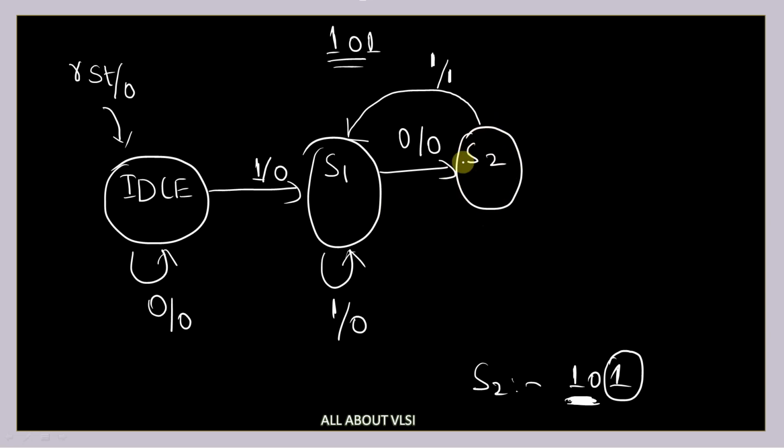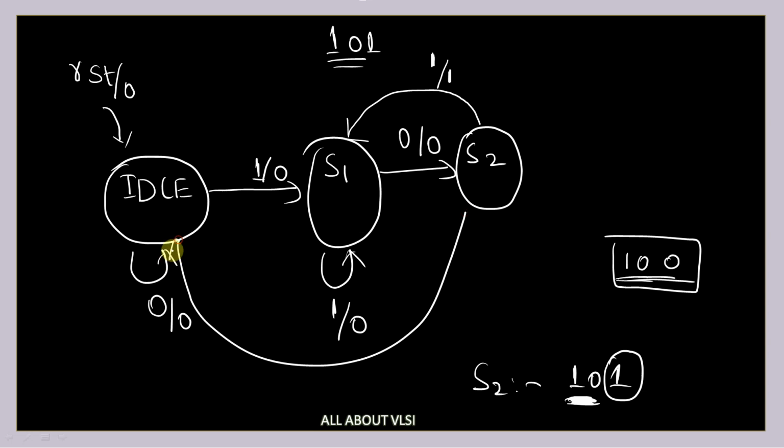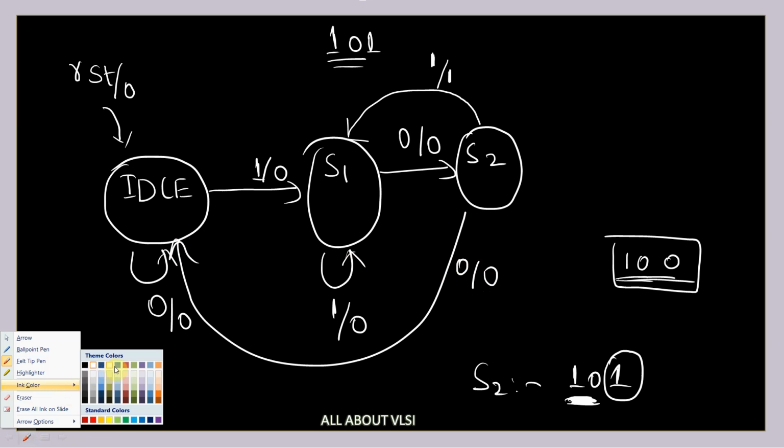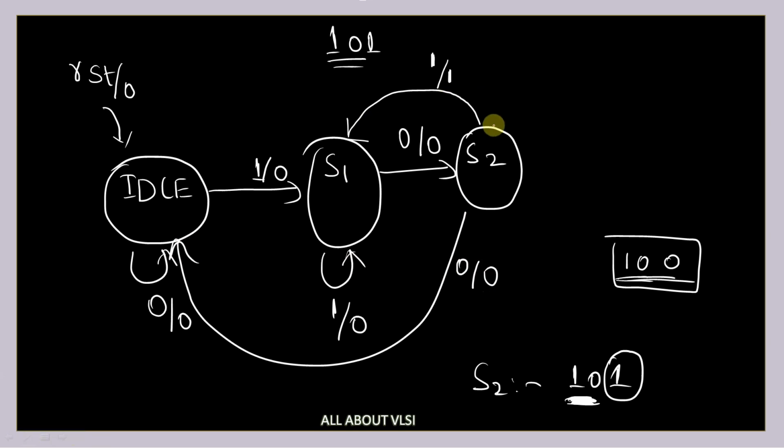Now if I am in my S2 state and if my input is equal to 0, that is, I have already 1 0, and if I get one more 0, then this sequence is no use. You cannot build 1 0 1 using this. That's why you're going to idle state simply. If your input is equal to 0, output is equal to 0. This case we have already discussed in our previous session also.